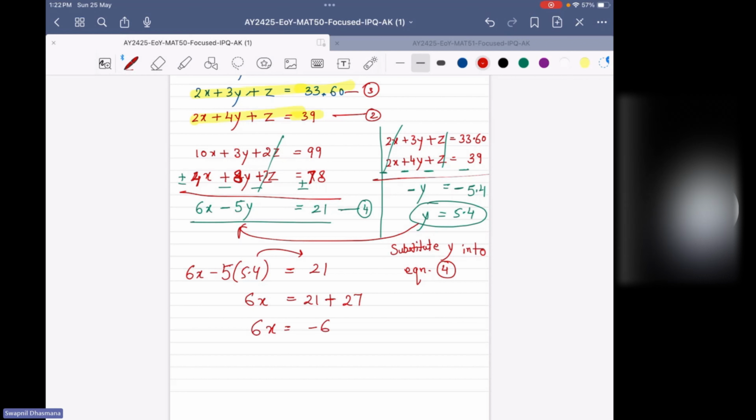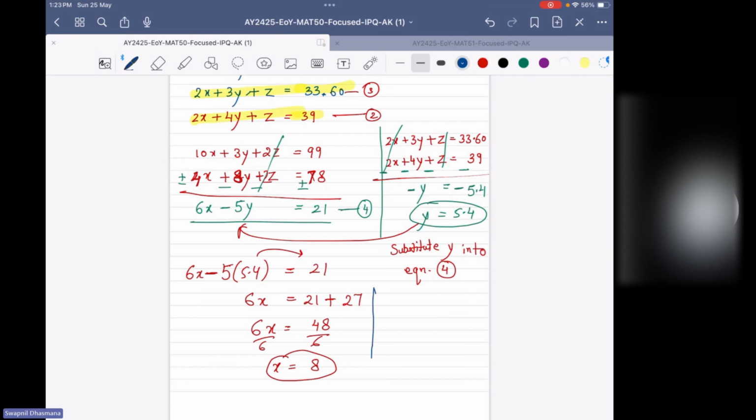Sorry, it'll be plus. So 21, because it's negative and it goes to the right side, becomes plus. So that is 48. So when you divide by 6, you will get 8.